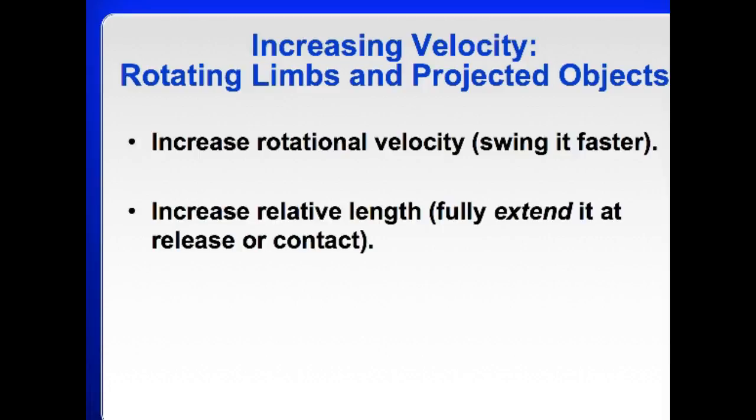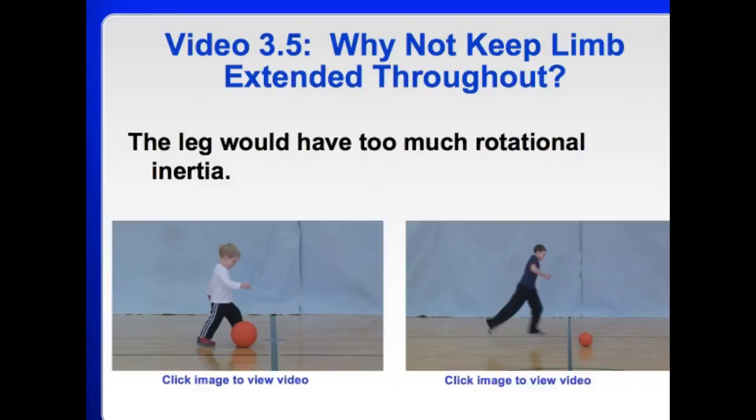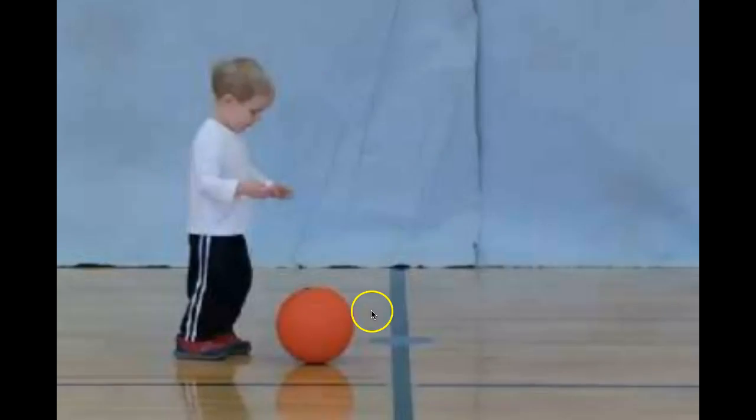Increasing velocity of rotated limbs and projected objects. Increase rotational velocity, swing it faster, or increase the relative length, fully extend it at release or contact. Why not keep the limb extended through the movement? The leg would have too much rotational inertia. Let's look at these videos.